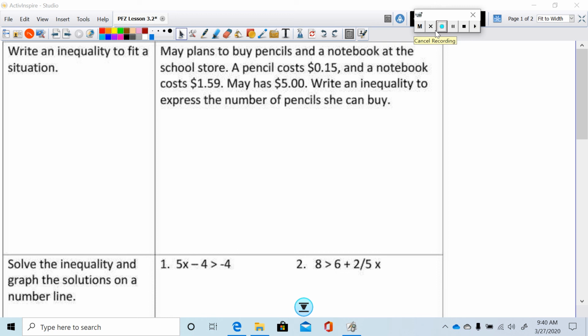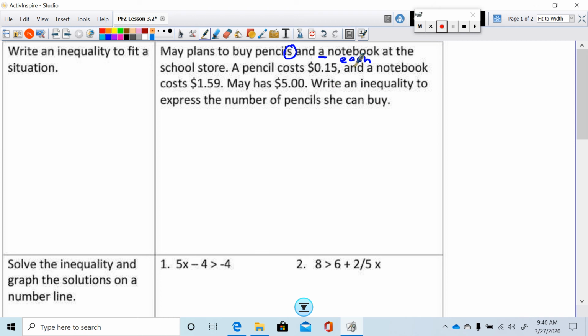We're going to first start by writing an inequality from a word problem or a real world situation. May makes plans to buy pencils and a notebook. Notice the pencils, she's buying more than one pencil, she's buying one notebook. At the school store, a pencil costs 15 cents, so that's 15 cents each, and a notebook costs $1.59. May has $5. Write an inequality to express the number of pencils she can buy.